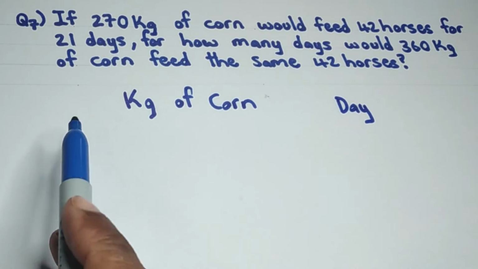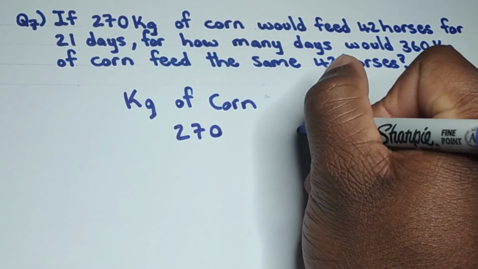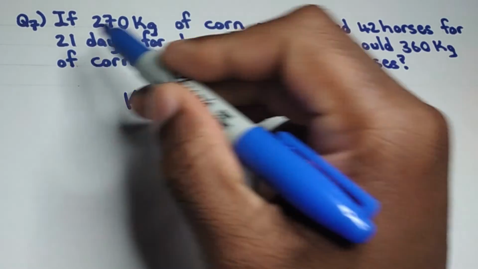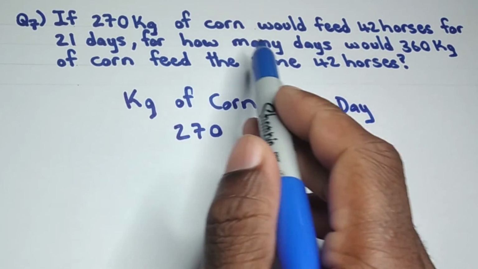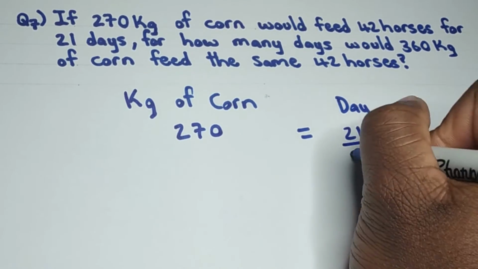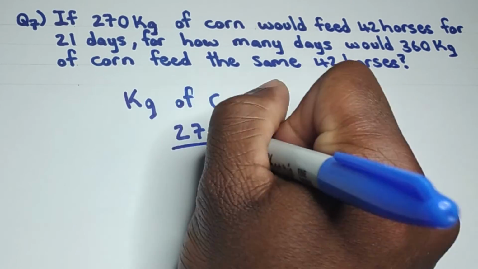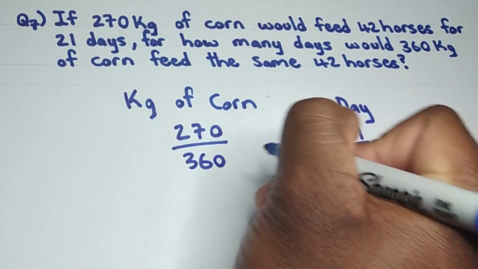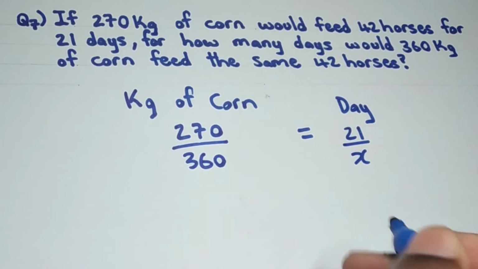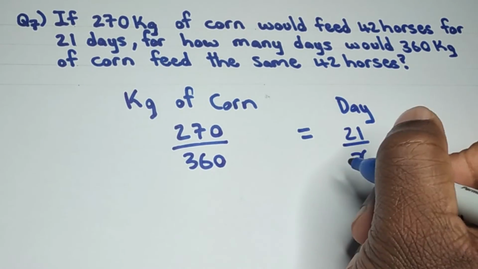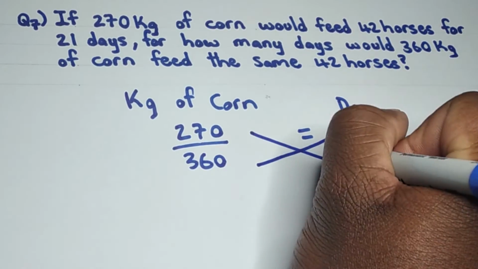So what we know is that 270 kilograms of corn will last the 42 horses 21 days. Now what we want to know is how many days, so we don't know the amount of days. 360 kilograms of corn will last the same 42 horses. And we know how to treat with this already. Being that this is a direct proportional problem, we can simply cross multiply.